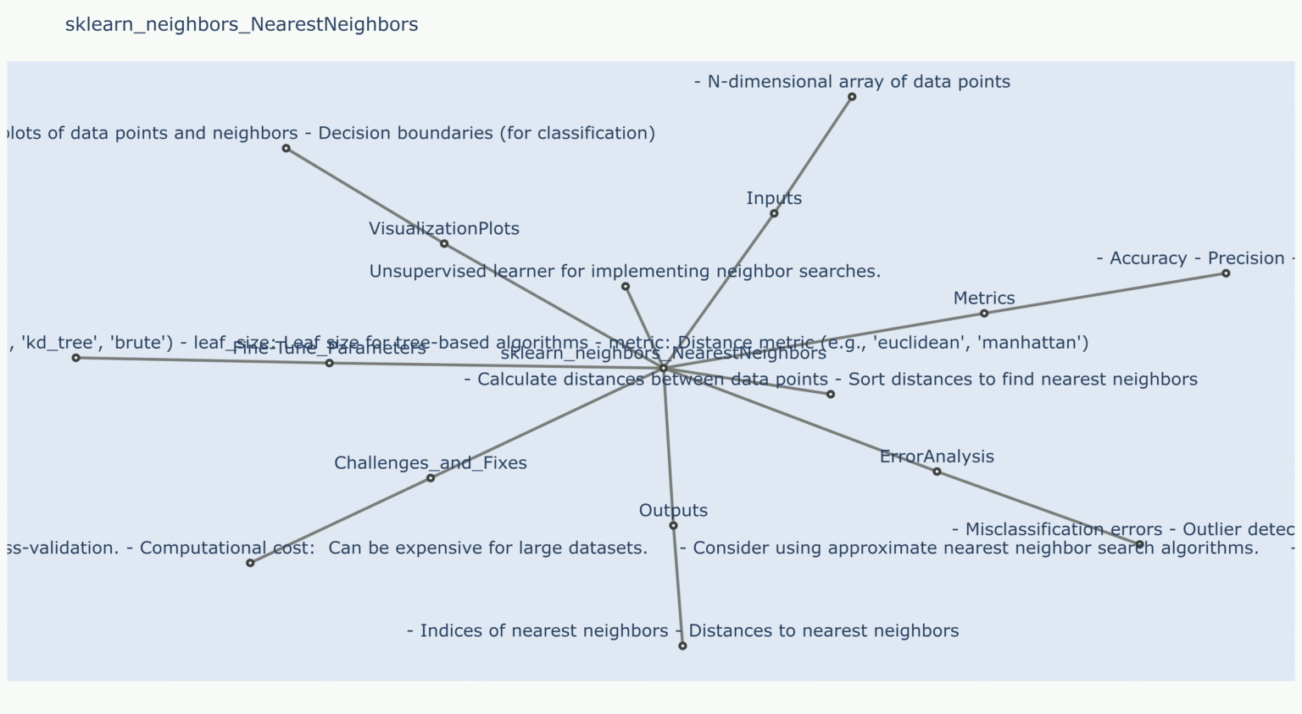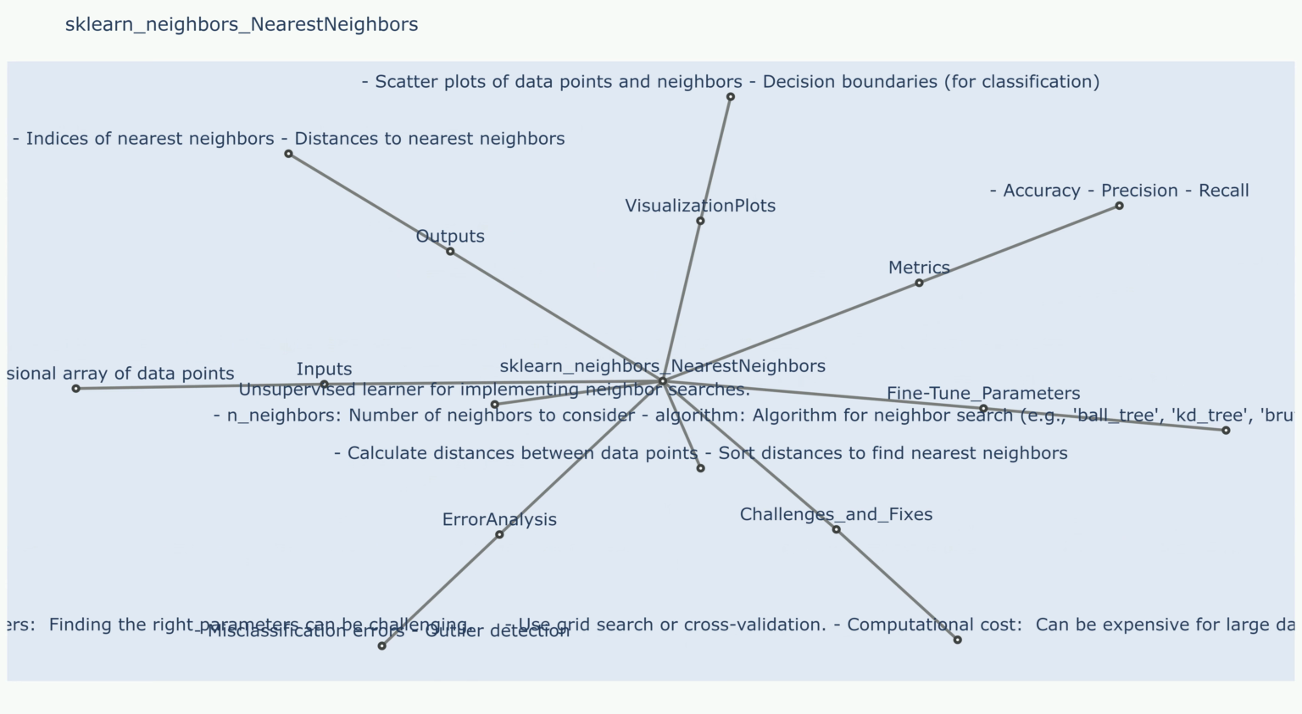Challenge 2. Computational complexity. Finding nearest neighbors in large datasets can be computationally expensive, especially for algorithms like brute force search. Sample use case that resulted in challenge 2. Searching for nearest neighbors in a dataset with millions of data points using brute force search can be time-consuming.